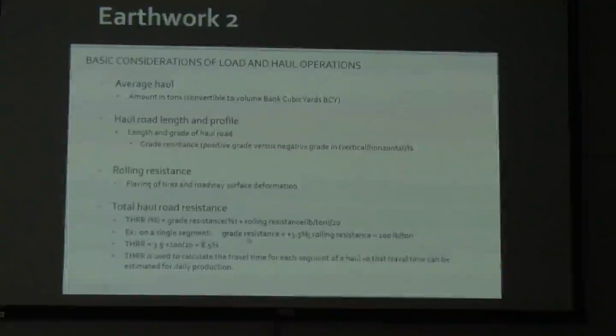Example, on a single segment, grade resistance equals plus 3.5%. The rolling resistance is 100 pounds per ton. So 3.5 plus 100 divided by 20 is equal to 8.5%. And this is 20 because it's really 2,000 and the whole thing is times 100%. So that's how we get our percentage on there. It's 100 over 20 times 100%, the same as 100 divided by 2,000 times 100%.